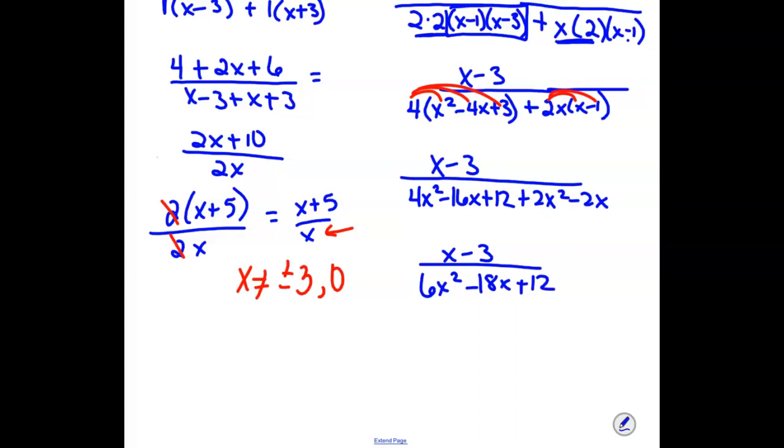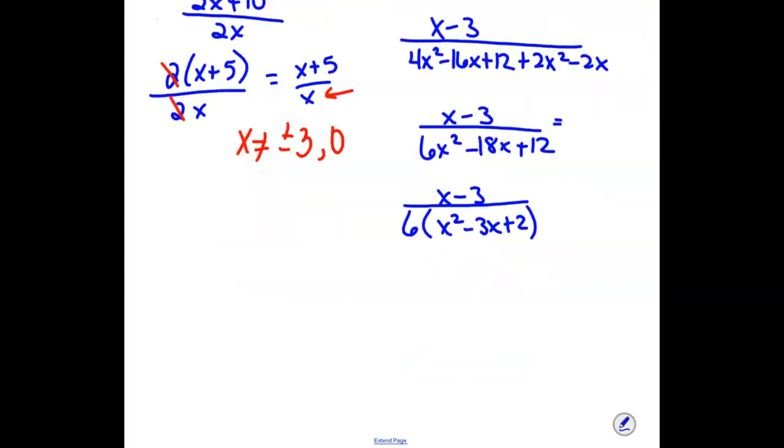Now, we could factor that a little bit. We could take a 6 out of everything. We'd have x squared minus 3x plus 2. That can be factored again into x minus 2, x minus 1. Nothing will cancel out, but it does allow us to list our domain restrictions. So from here, x can't be a 2 or a 1.